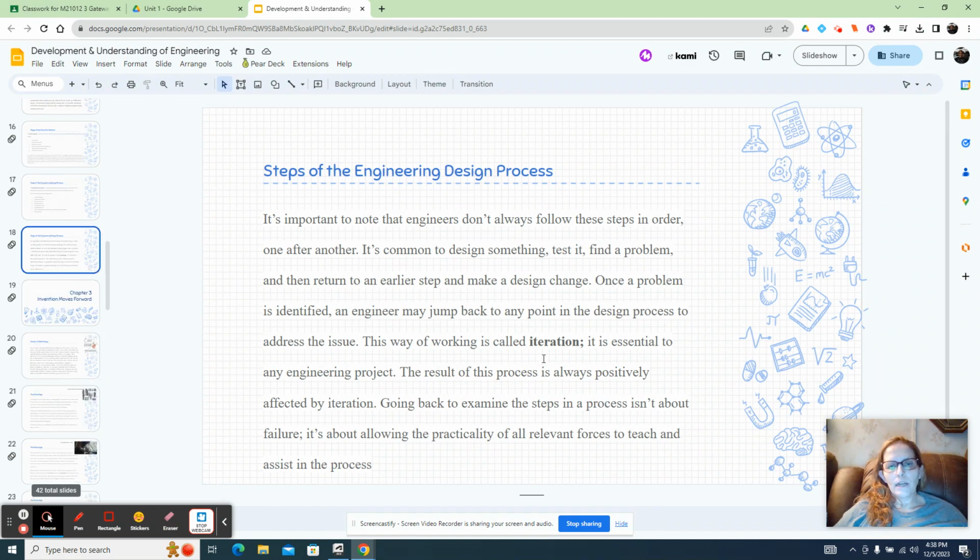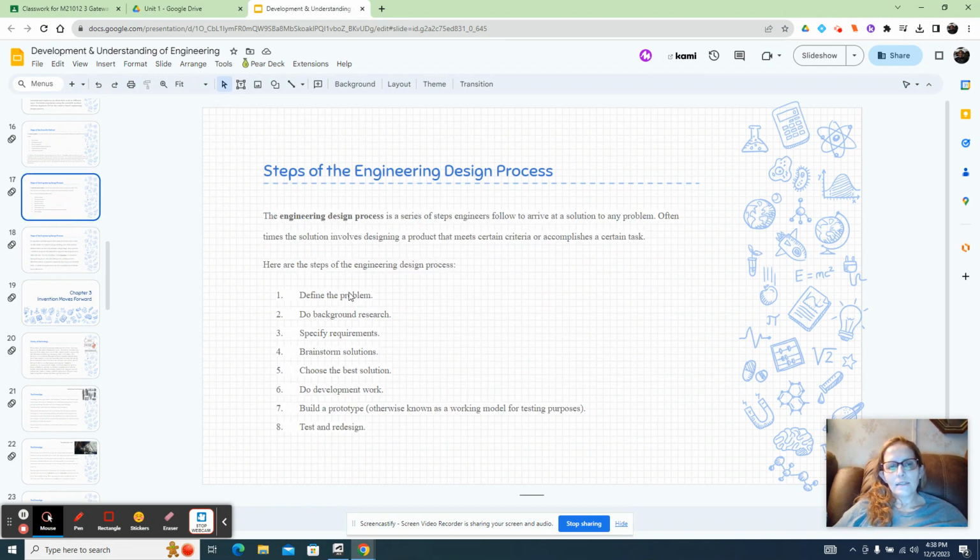Iteration is a word that you're going to see. What that basically means is in the engineering design process, you can go back to any step that you need based on what happens in your test. So if you're defining the problem and building a solution, and you realize that's not going to work, you have to go back to the drawing board. You can go to any step of the process you need.